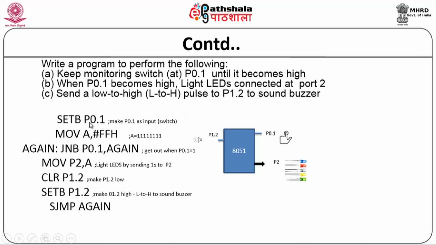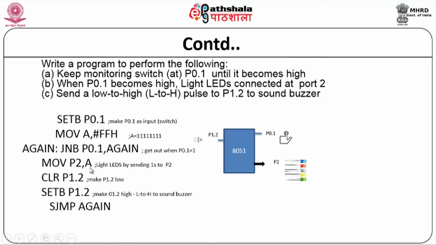Now SETB P 0.1. This makes it an input pin. Next, I am moving A equal to FF, which means a series of 1s, 11111111. Now, JNB P 0.1, again. What I am trying to say here is, jump on no bit again, so it goes in a loop till I get a 1 at P 0.1. Once I get a value of 1, it comes down.